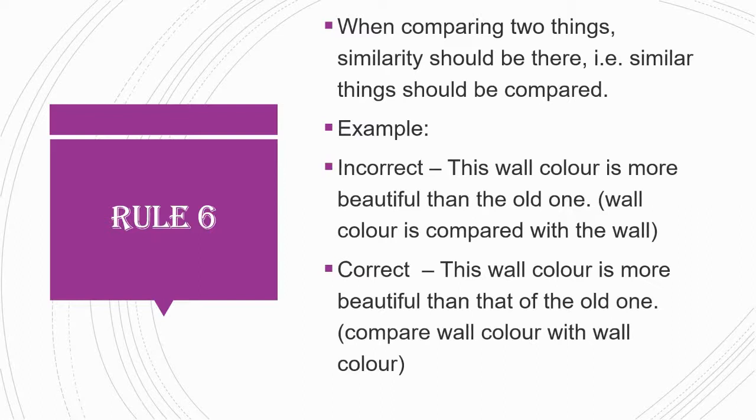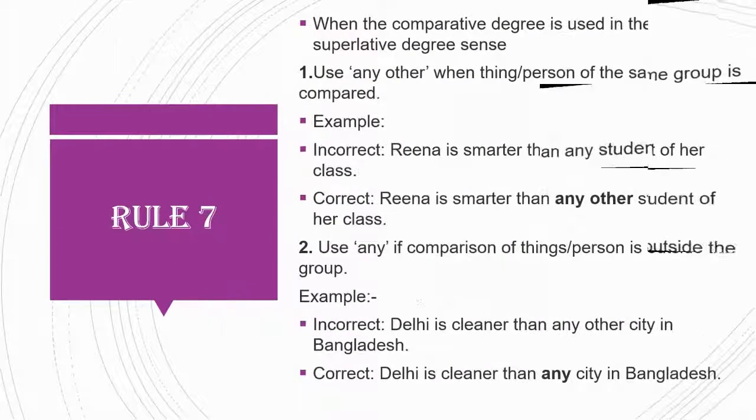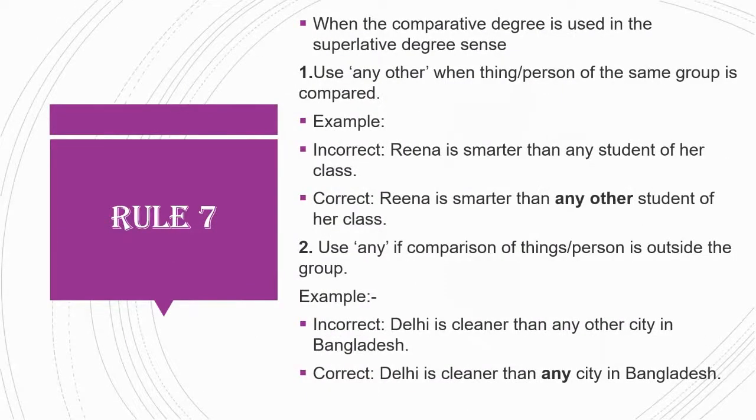Rule number seven: when the comparative degree is used in the superlative degree sense, use "any other" when a thing or person of the same group is compared. Example, the incorrect sentence is: Reena is smarter than any student of her class. And the correct sentence is: Reena is smarter than any other student of her class.